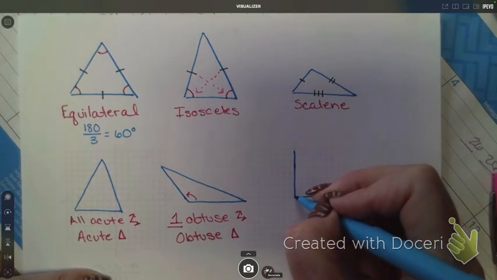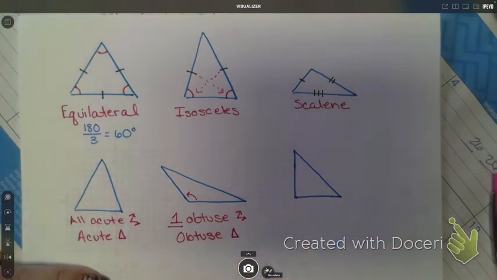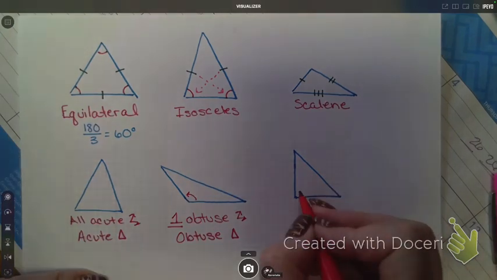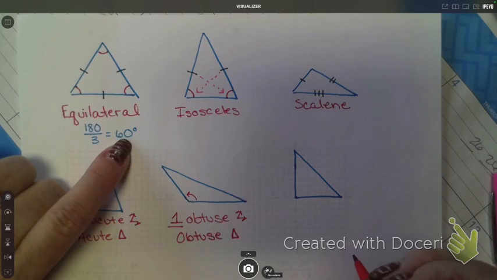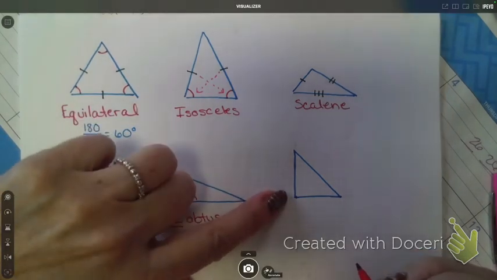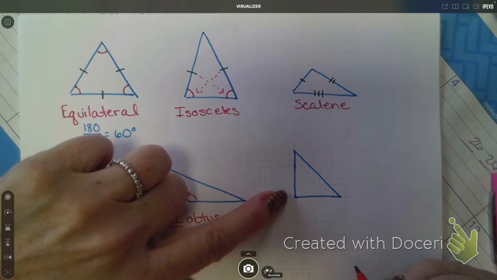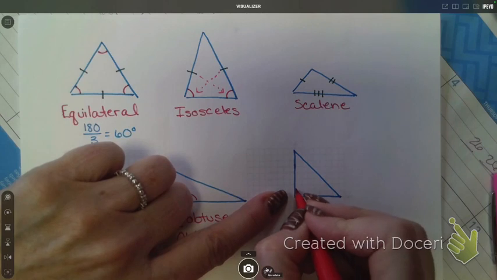Can a right triangle be a scalene triangle? Yes. Can a right triangle be an isosceles triangle? Yes. Can a right triangle be an equilateral triangle? No, because what are all the angles in an equilateral? 60. Okay, how do I make this a right triangle? When it has a right angle. So is it a right triangle yet? No. So I have to put 90 there.